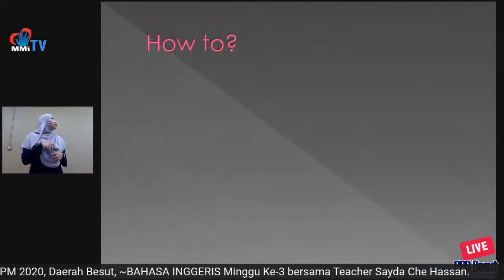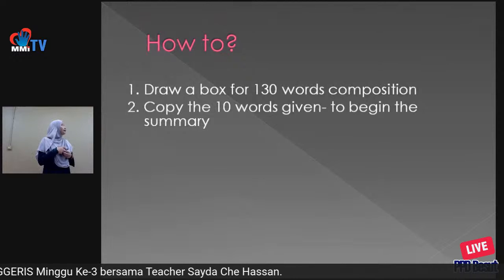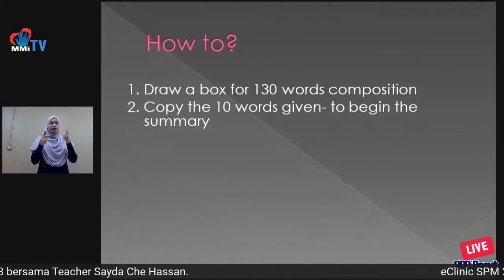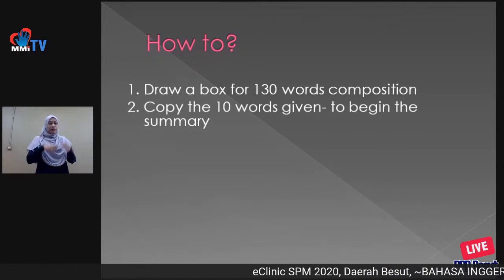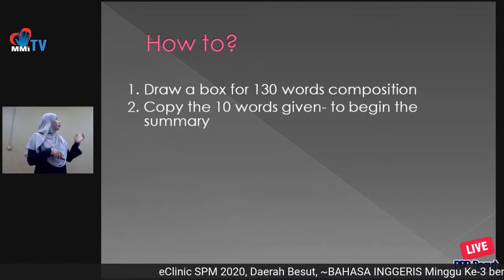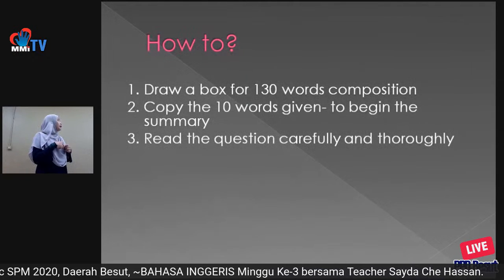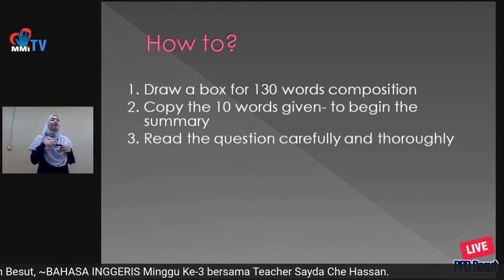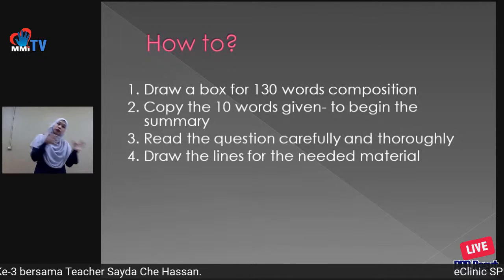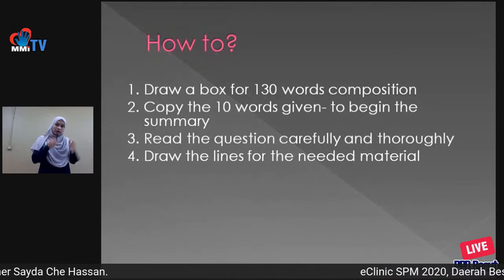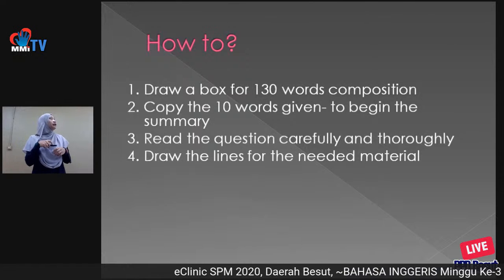Okay, how to? The first one is draw a box for 100 words composition. You are given the blank kan? So terus buat box. Macam mana buat box later on. And then we copy the 10 words given to begin the summary. Lepas dah copy, read the question back carefully and thoroughly. And then kita akan salin benda tu, kita akan tulis dalam dekat kau punya passage tu untuk senang cari jawapan nanti. Draw the lines for the needed material.